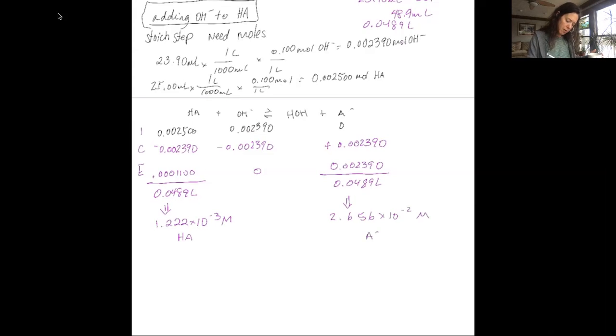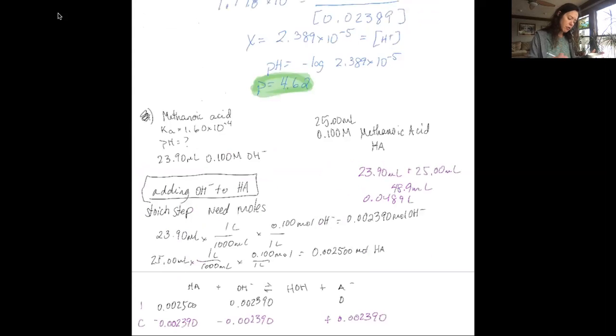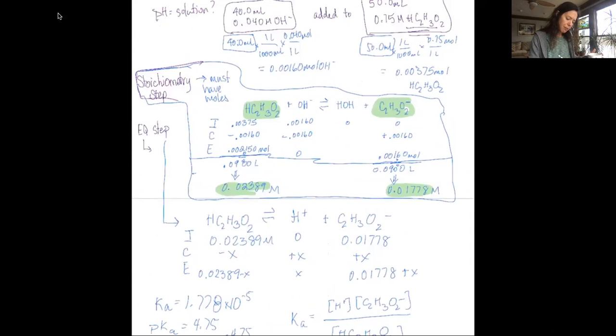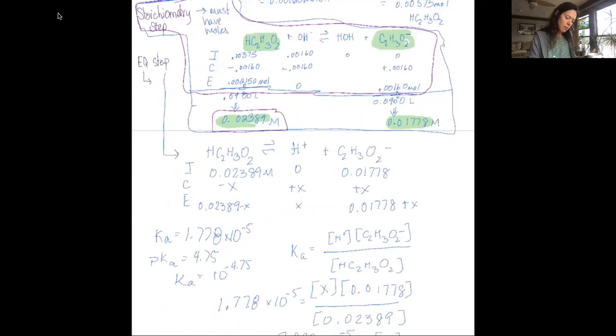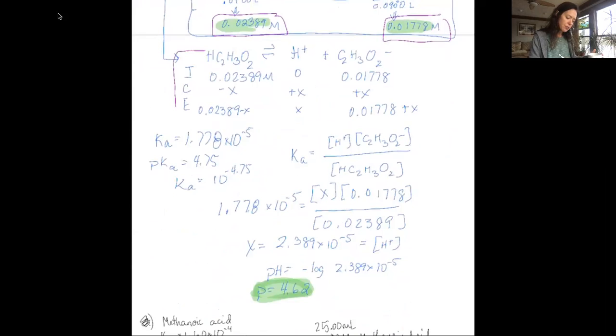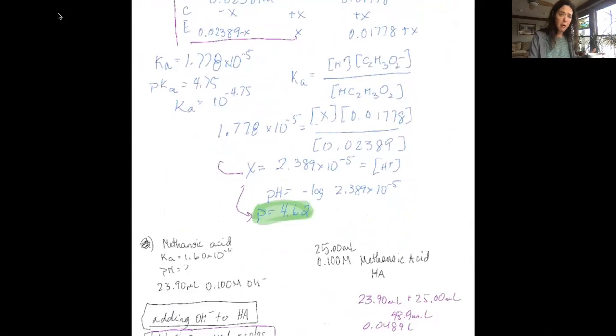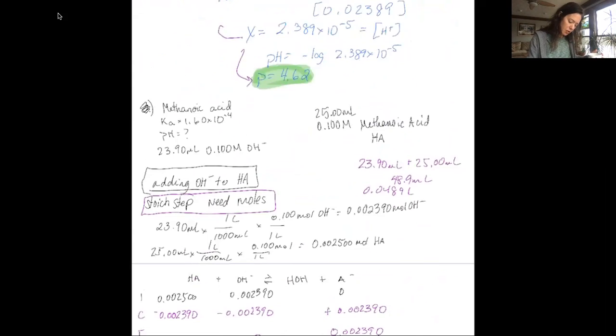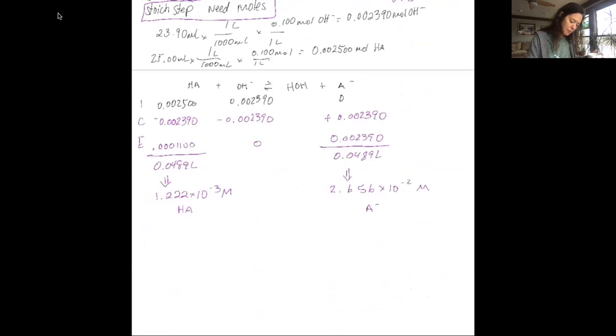All right. Now, let me go backwards. We have the Stoich step, just like we did before. Then we got our new molarities, just like we just did. And then we did a new ICE chart, and we solved for X, and we got our pH. We did it the hard way. I think this problem was made to be done that way. Doesn't matter.